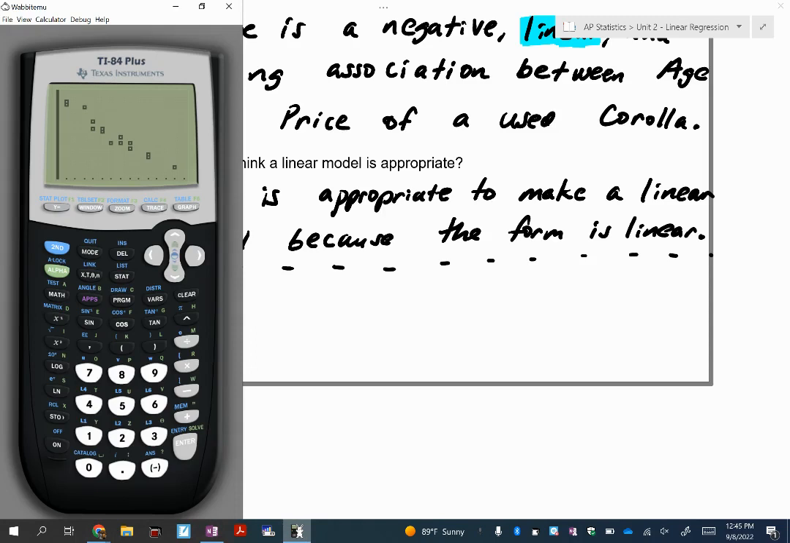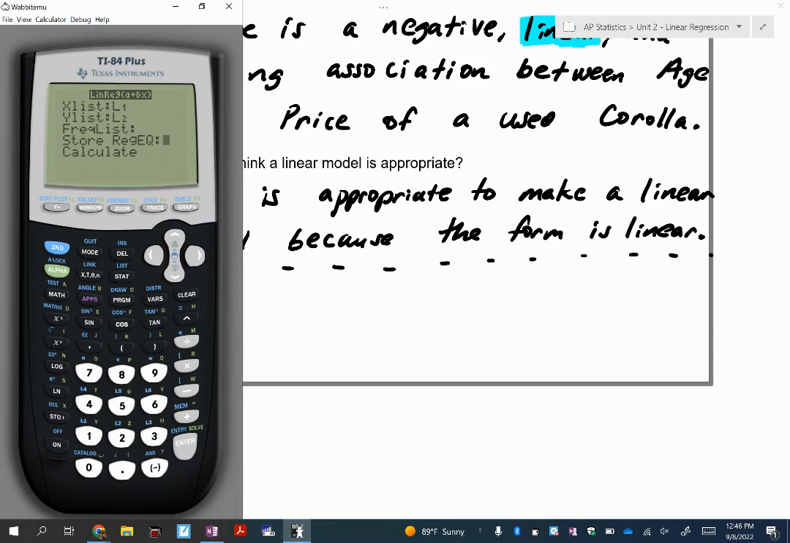All right, so to create it, we're actually going to do the same buttons we pushed for chapter 7. I'm going to hit stat. Now I'm going to hit calculate. I'm going to go to linear regression A plus BX, which is number 8. Hit enter. All right, so in list 1 are my ages, list 2 are my prices. Don't need to worry about frequency list.